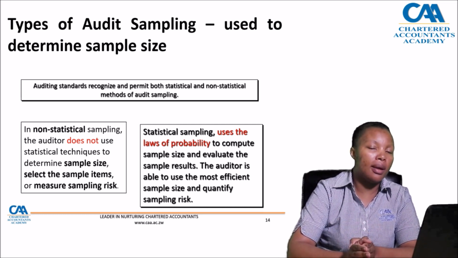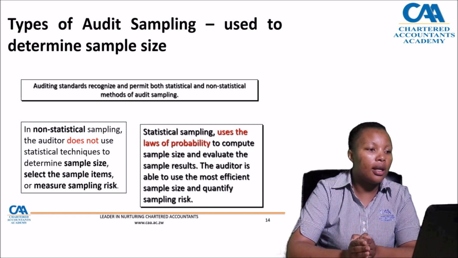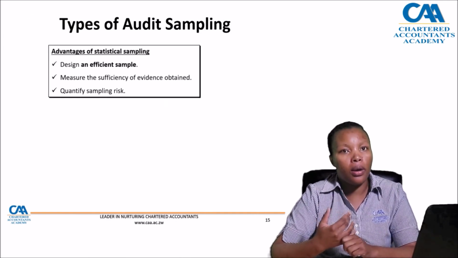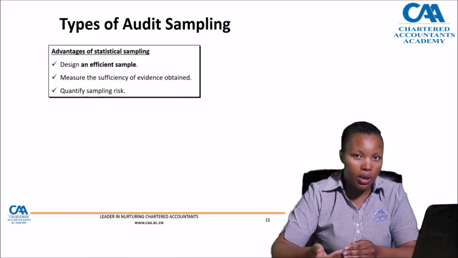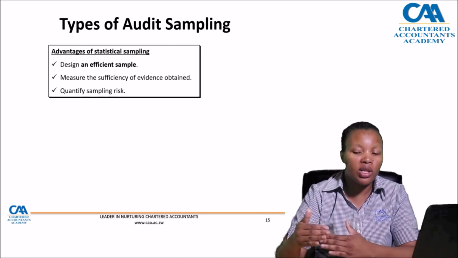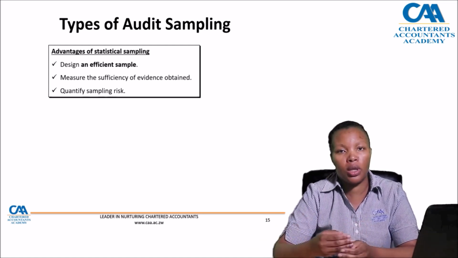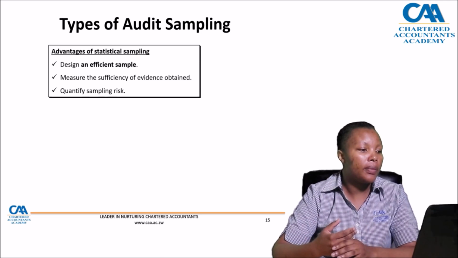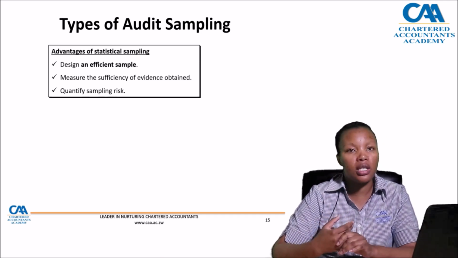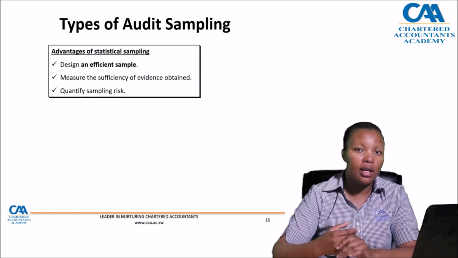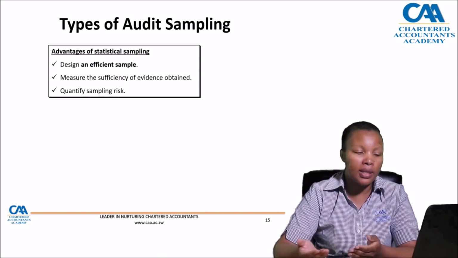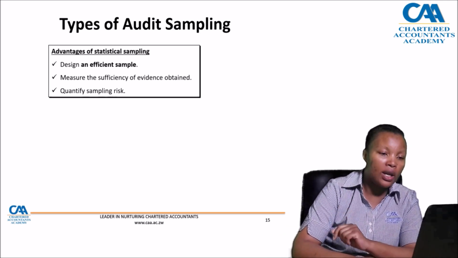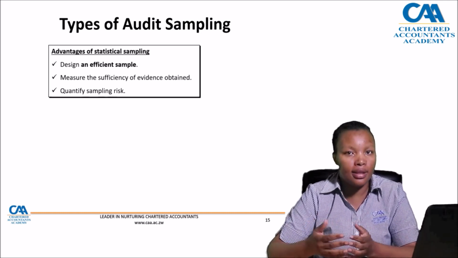Still looking at our types of audit sampling, we've got our advantages of using statistical sampling. So first and foremost, the design: you design an efficient sample if you're going to be using statistical sampling, because it's methodological. There's a methodology to it. You're using probability, the laws of probability. So your sample is going to be efficient. And then even the measure and sufficiency of the audit evidence obtained is of a higher level. It's better. As well as you'll be also able, as we discussed on the other slide, to quantify your sampling risk. But everything has its disadvantages.